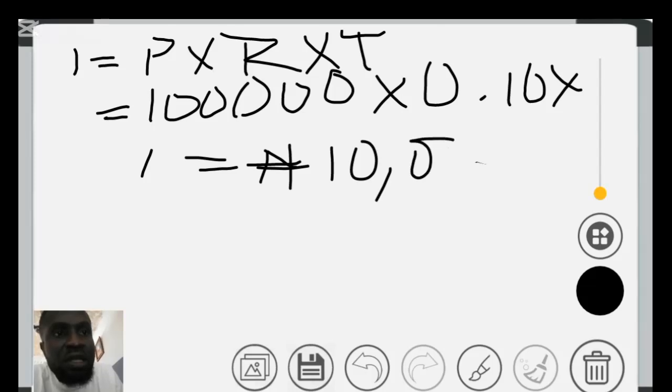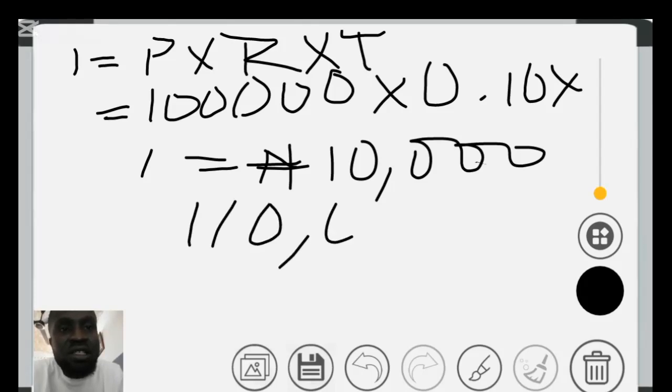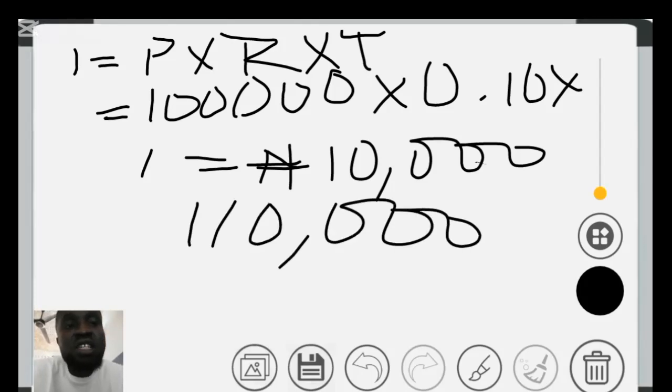10,000 naira. That means the amount your friend pays back to you is 110,000. The 100,000 is the amount you gave her. In return, you get a profit, and that profit is 10,000. That's why we have 110,000. The interest there is 10,000. Just like that, you've made 10,000 by helping someone out.